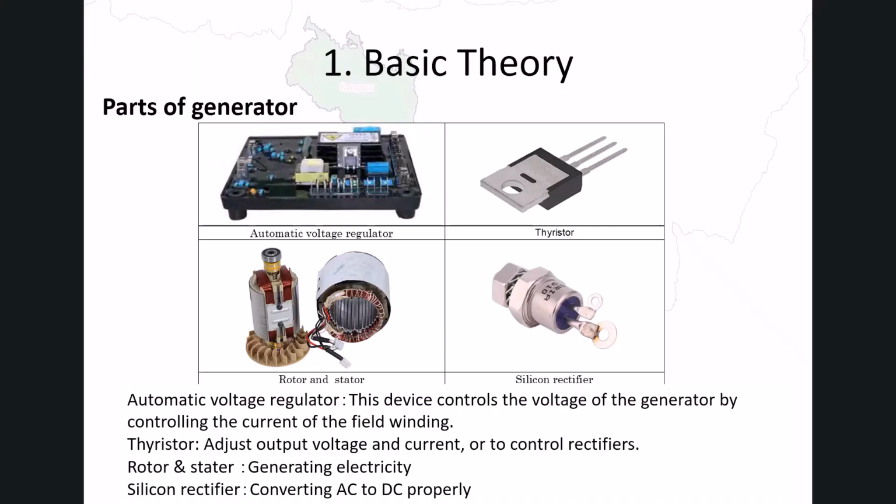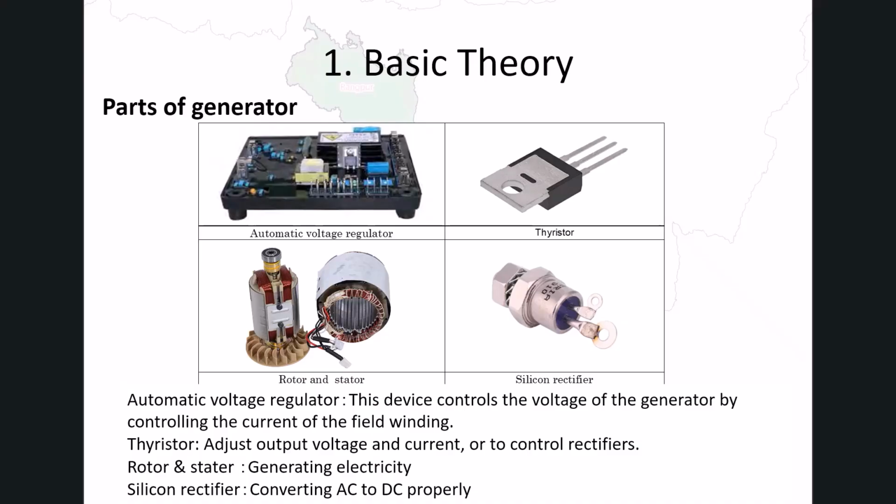The rotor is the rotating part of a generator that creates a magnetic field when it spins. The stator is the fixed part that has copper coils. When the rotor spins inside the stator, its magnetic field cuts the coils and produces electricity. In short, the rotor creates the magnetic field and the stator produces the electrical output.